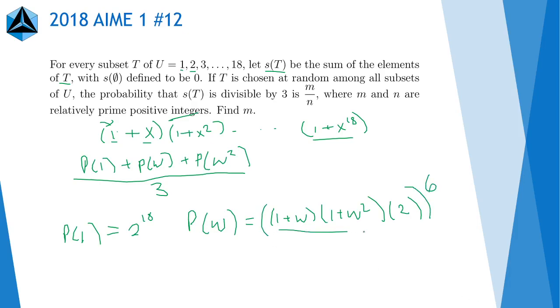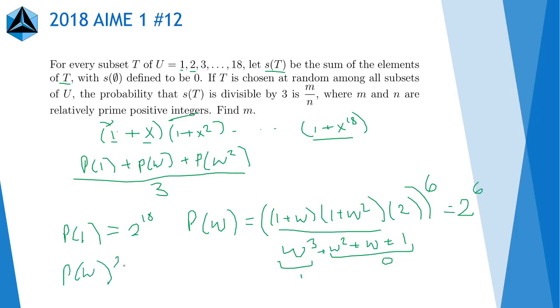So you want to expand this, and I'll just expand it here for simplicity. This is omega cubed plus omega squared plus omega plus 1. And we know that this ends up being 0, and this ends up being 1. So indeed, we're actually just finding 1 times 2 to the 6th, which is 2 to the 6th. And the same thing happens for P of omega squared. If you don't believe me, you can try it out. So now we have our values.